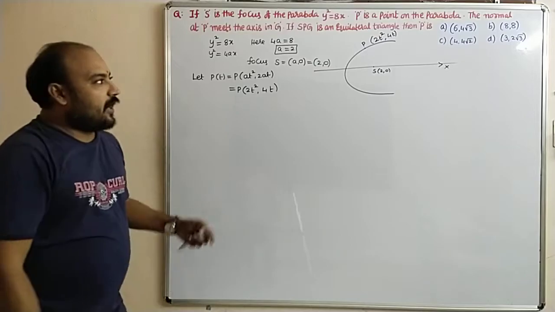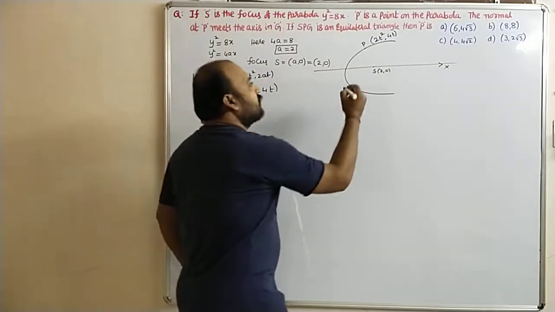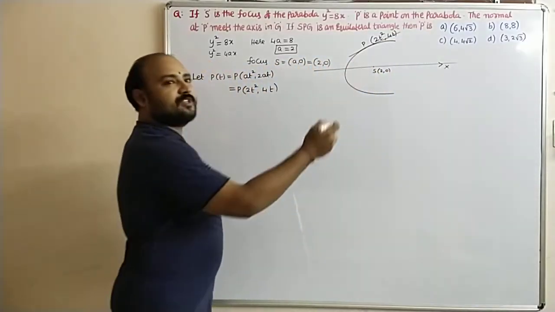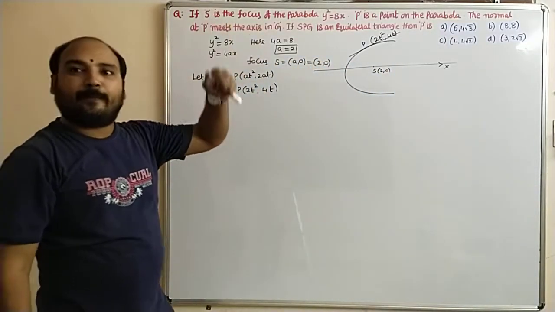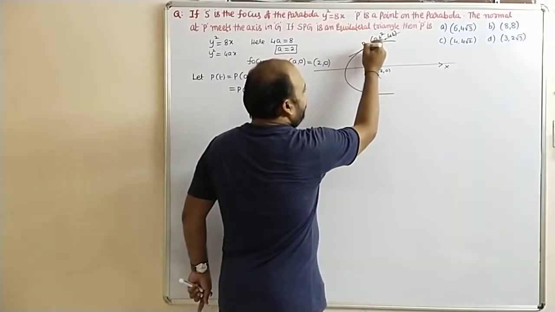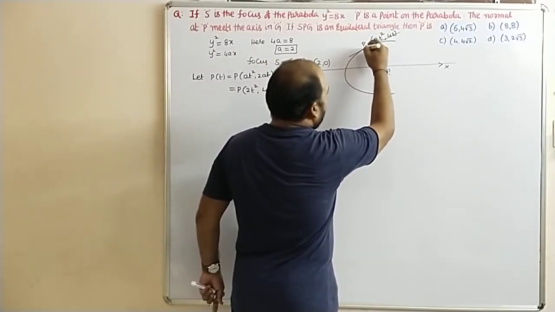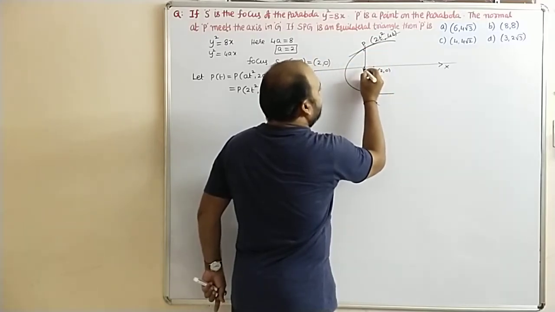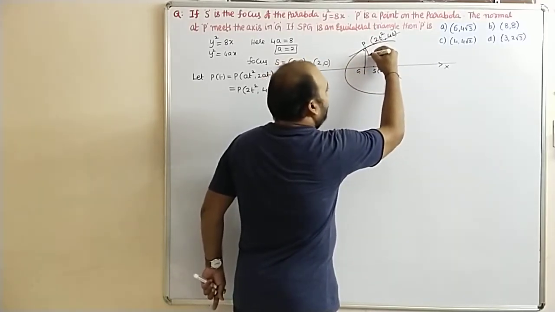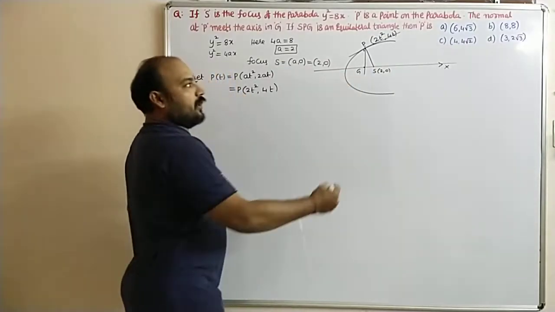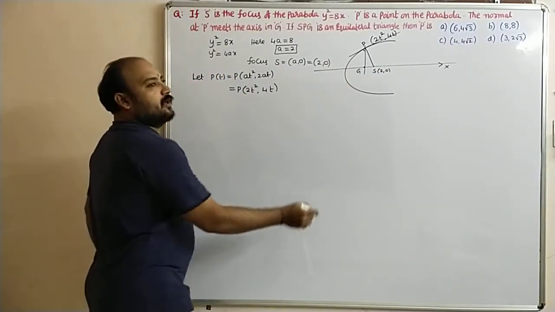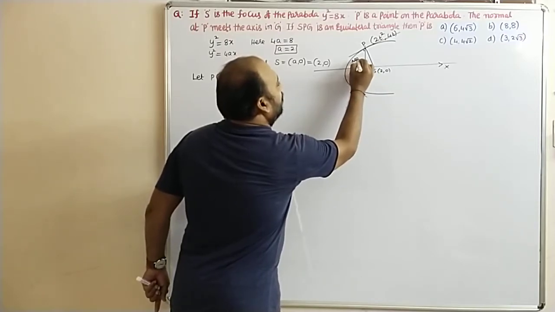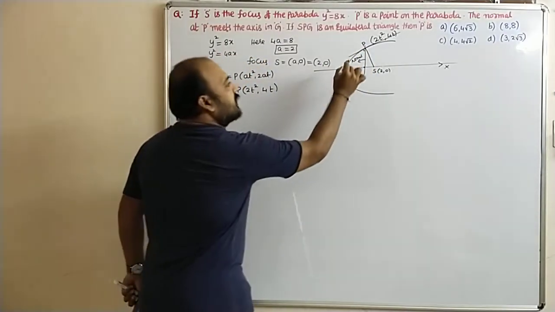After that, at the point P, this is the tangent equation. But here the question is the normal at the point P meets the x-axis. So it is G. Yes, it is an equilateral triangle. They are saying that the G coordinates we need to calculate. This is the normal equation. This is the tangent.